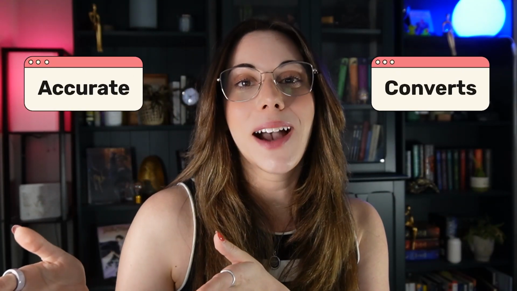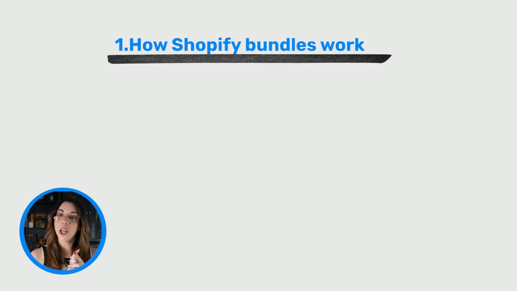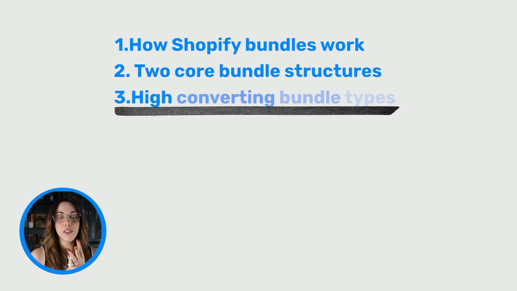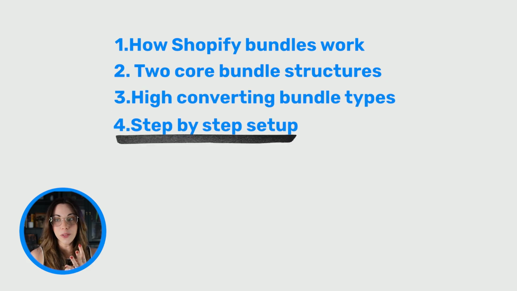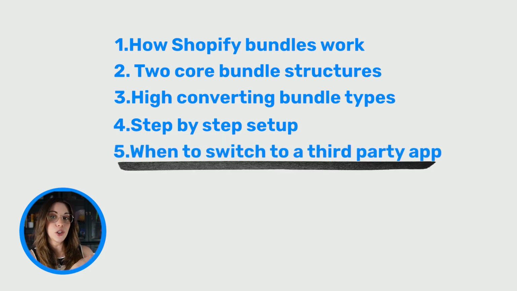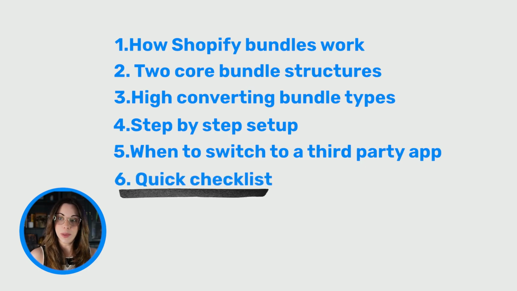Because the goal here isn't to just make a bundle, it's to make a bundle that both converts and stays accurate behind the scenes. So today I'll cover how Shopify bundles work, front end and back end, the two core bundle structures, high converting bundle types that you can copy like starter kits, build a box, step-by-step setup using Shopify Bundles app versus a third-party tool, when you should switch to a third-party app and how to choose one, and then a quick checklist to make sure your bundle setup won't create inventory or fulfillment problems. And stick around to the end because I will give you a dead simple decision tree on whether you should use the native bundle solution in Shopify or a third-party app.